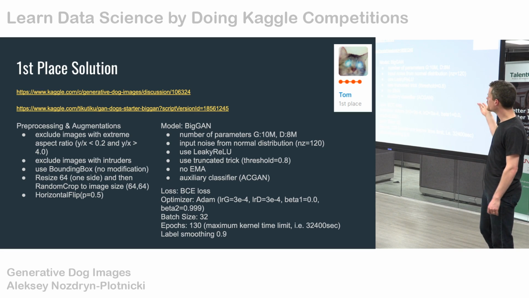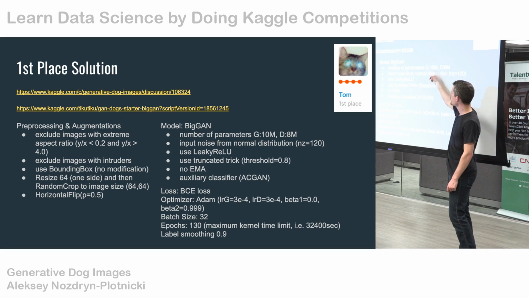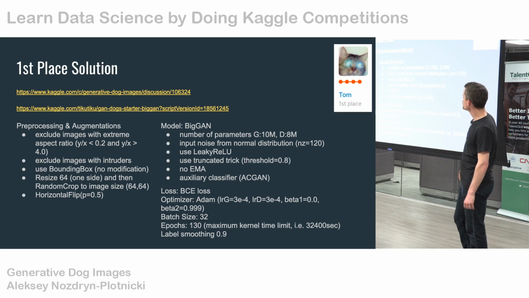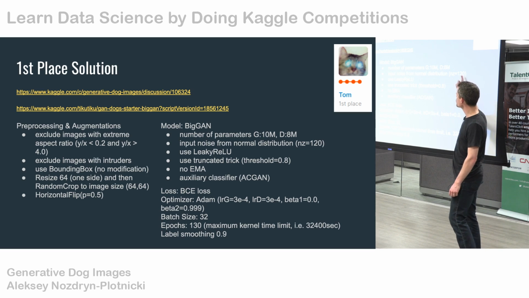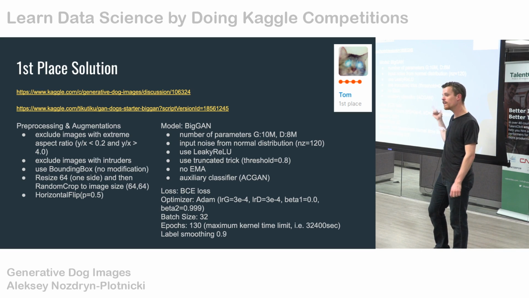This person used BigGAN. To give you a sense of size of these things, he reports that his generator had 10 million parameters and the discriminator 8. If you're new to computer vision with neural networks that's a big number, but if you've actually looked at ImageNet models, those are small numbers. He drew his sample noise from a normal distribution, 120 dimensions. This is an interesting point: I think in the original BigGAN they used ReLUs, but when he implemented it, he used leaky ReLUs.